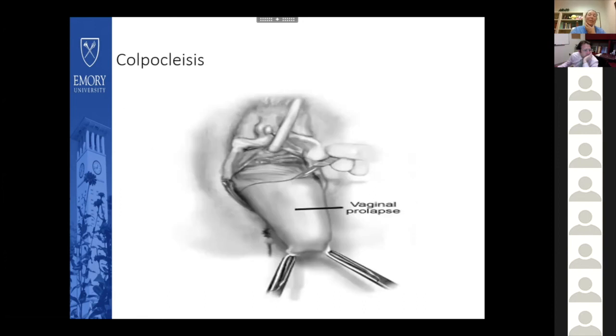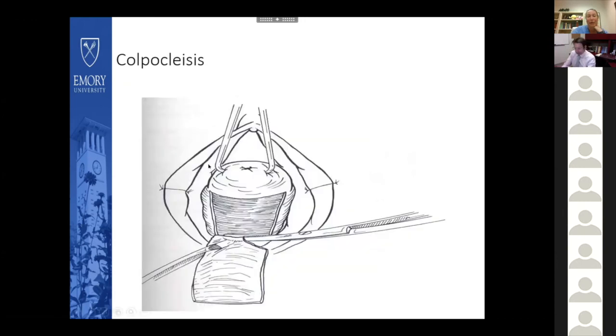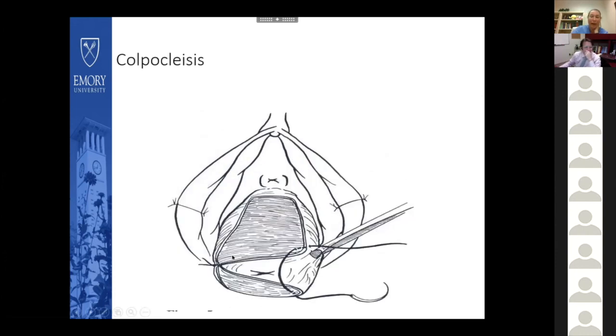Colpocleisis, this is a good one to do. What you do is you take off the vaginal epithelium. So this is taking off the vaginal epithelium. You do it anteriorly and you do it posteriorly. And then you suture the anterior wall to the posterior wall.